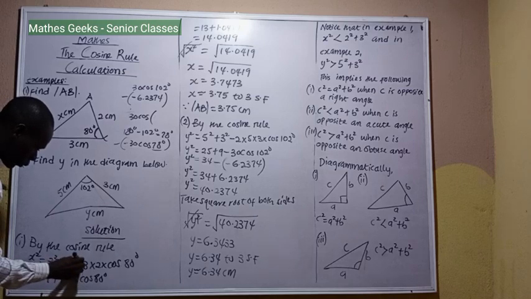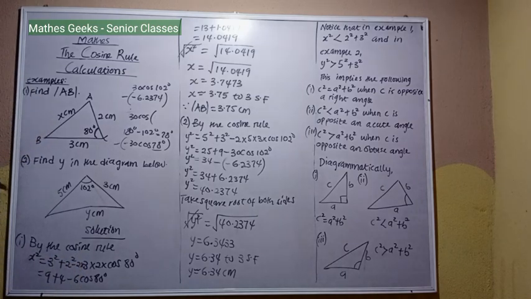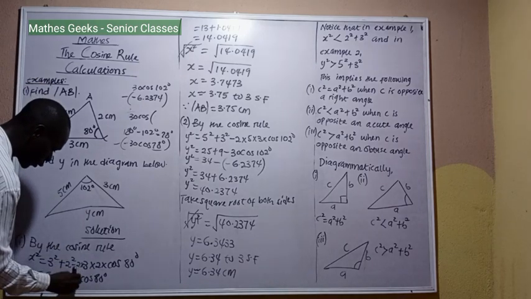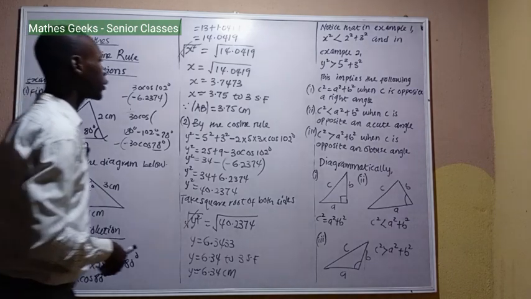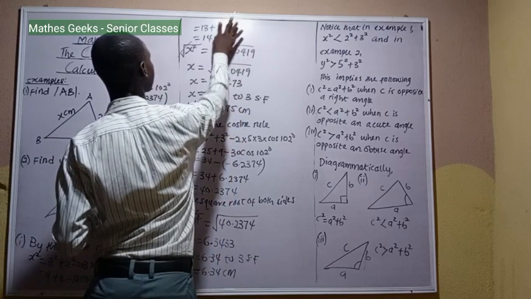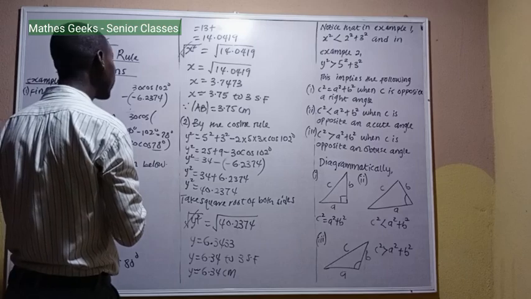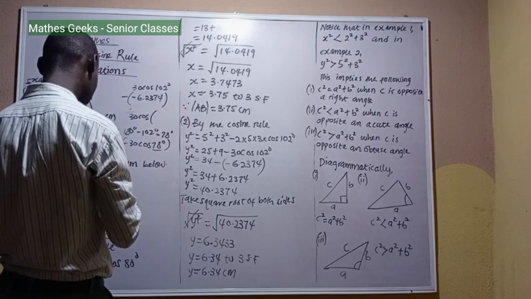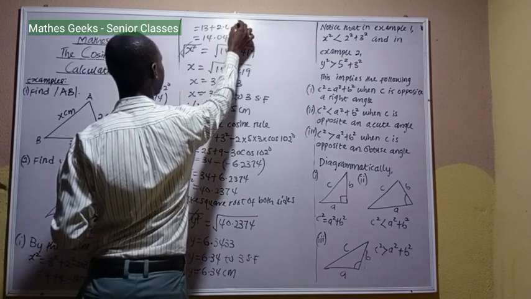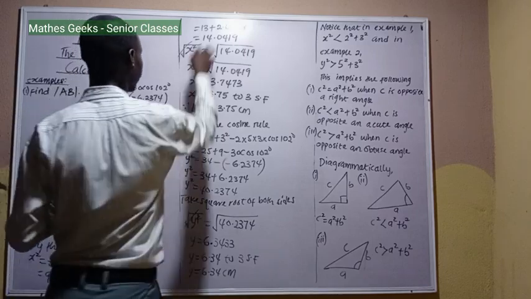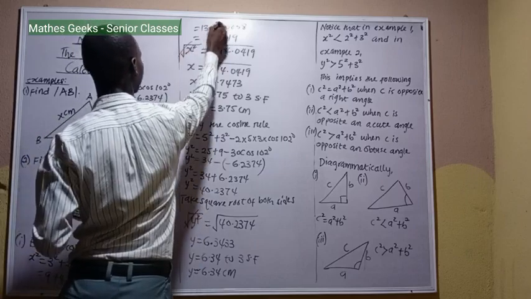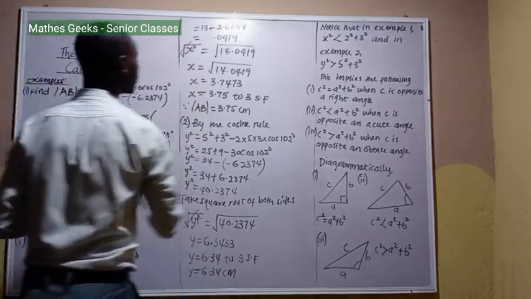So the cosine rule: 2 times 3 is 6, 6 times 2 is 12. So here it will be 12 cos 80 degrees. So this answer will be different. Yes, I'm sorry about that. 12 cos 80 is 2.0838. And of course, it's supposed to be minus. Why did I even put plus? Here it's minus.